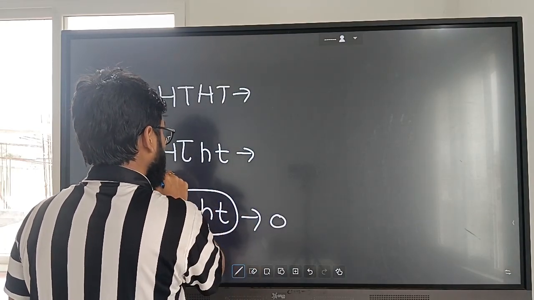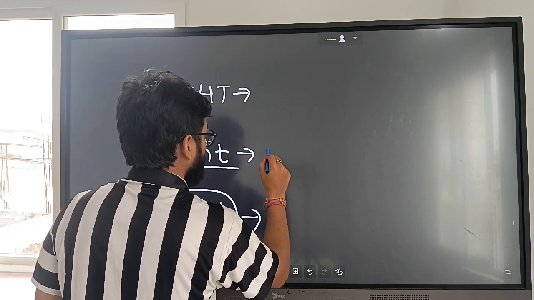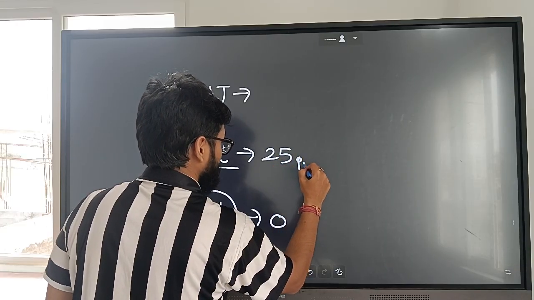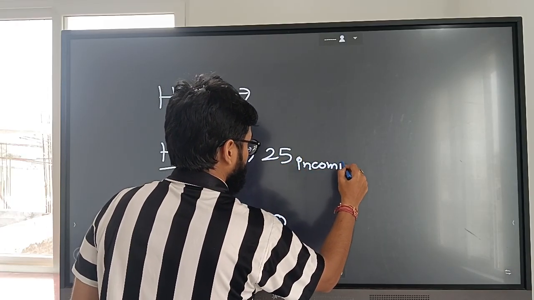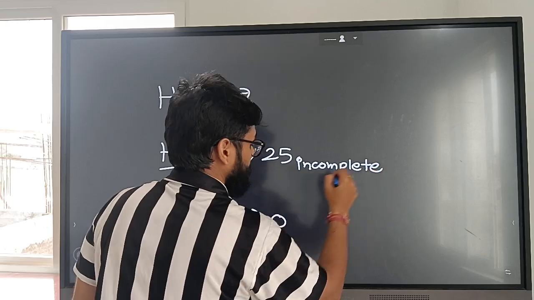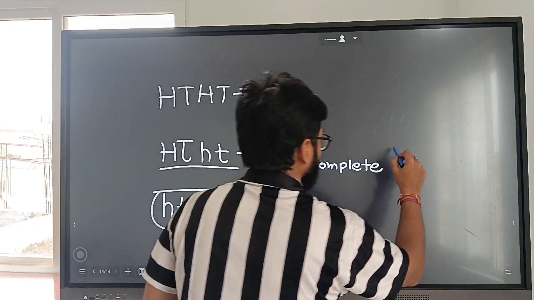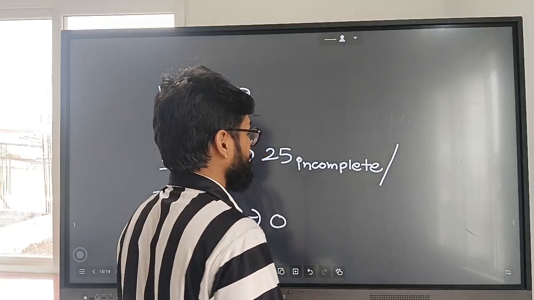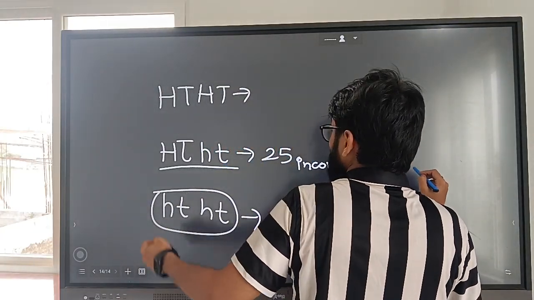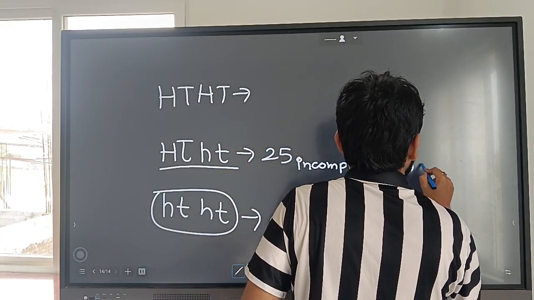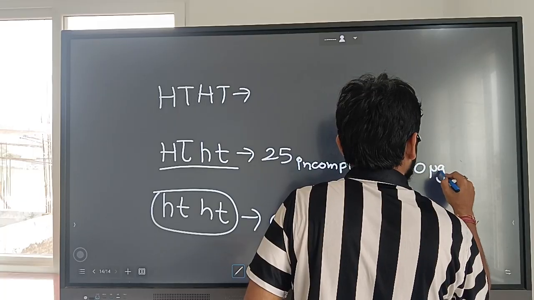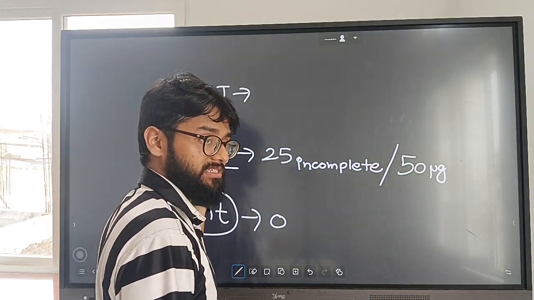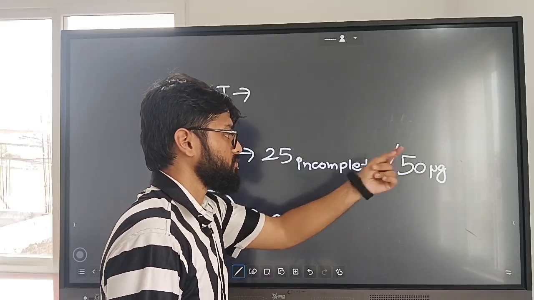In case of incomplete dominance, it failed to produce 50, that is why it produced 25 in case of incomplete. But in case of codominance, this is going to create 50. No problem. Why? Because alone this HT is now able to produce 50.